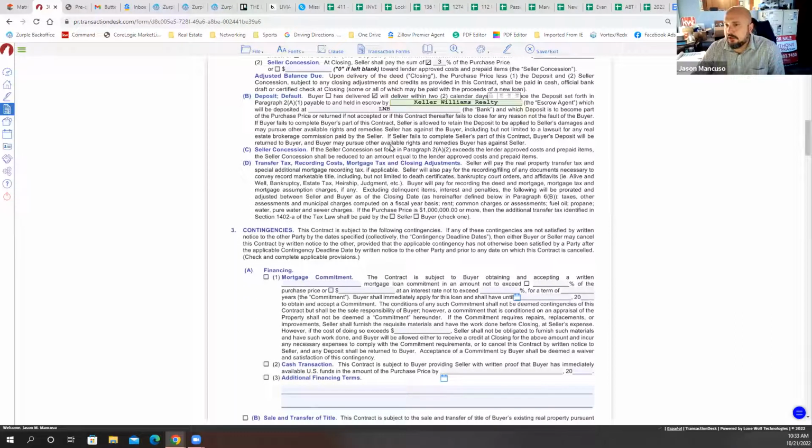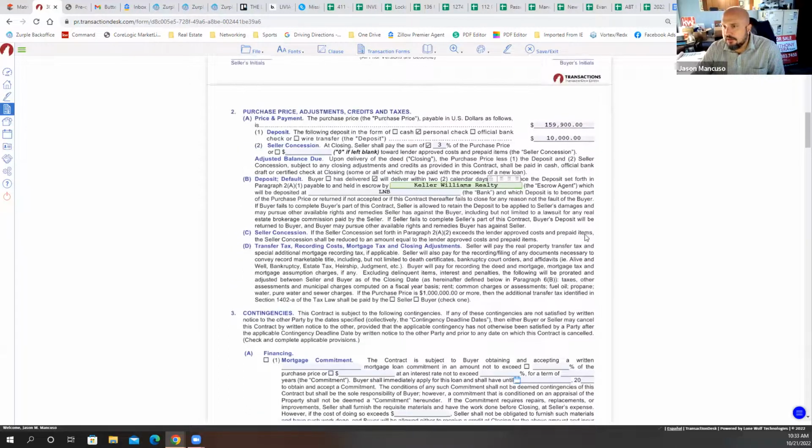Next section, seller concession. This just reads that if the concessions that you write in exceed what the bank will allow, then it's going to have to go off of what is actually allowed. And just because seller and buyer are agreeable to a $10,000 concession and the bank can only allow for 6, the deal's not going to close. So there's got to be something that takes that into account to protect everybody.